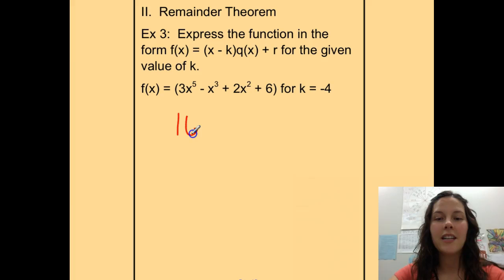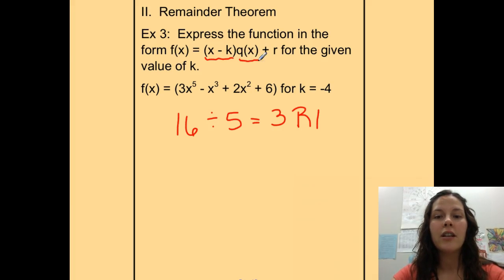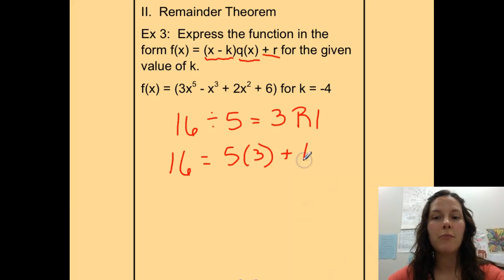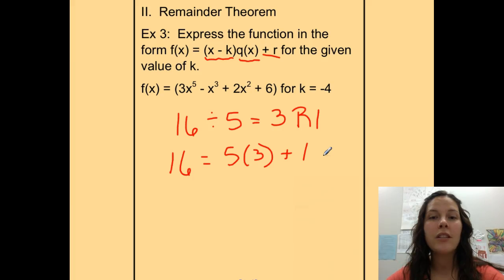So if we have 16 divided by 5, 5 does not go into 16 evenly. It goes into 16 3 whole times with a remainder of 1. So putting this in the format that we're asked, what we're dividing by times the answer of our division plus the remainder. So 16 equals what we're dividing by times the answer plus the remainder. So 16 equals 5 times 3 plus 1. Now we're going to take a look at how that works with polynomials.